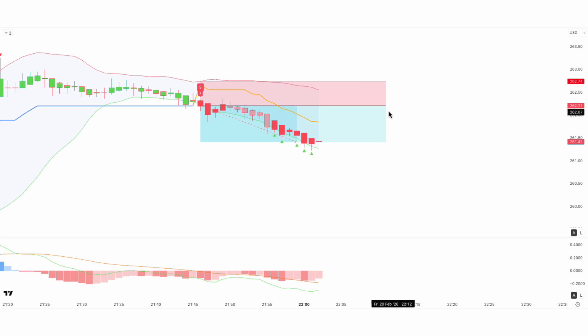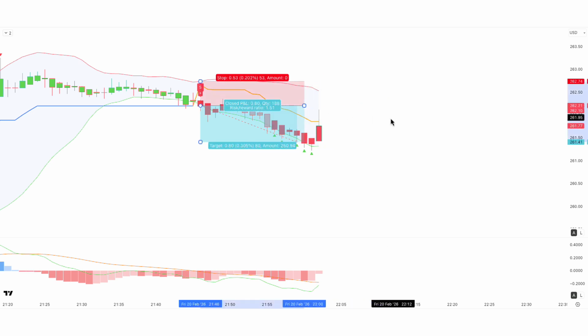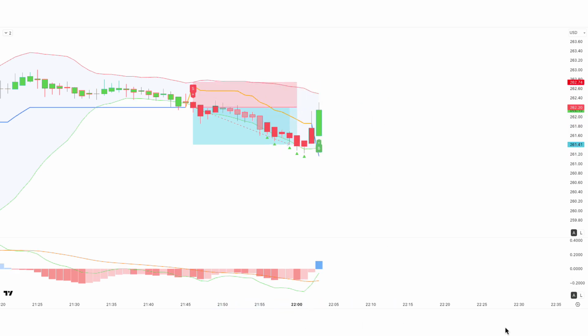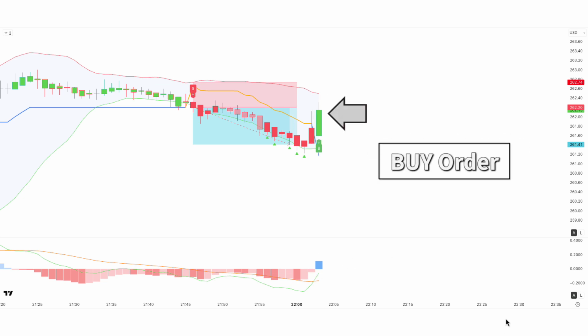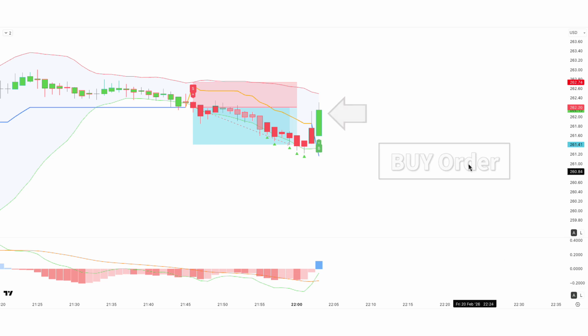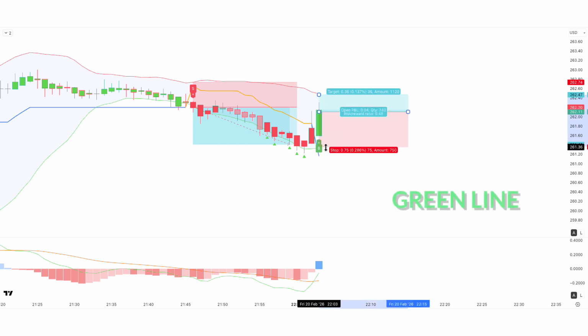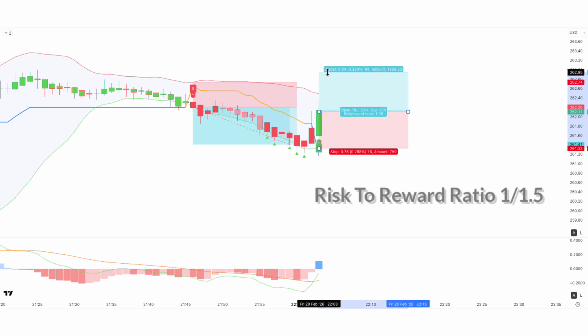The market has completely hit the target. Let us now understand the long position. When the RT signals arrow of this indicator is a buy signal, when the adaptive MACD indicator shows blue columns, and when the market forms a bullish candle, if this condition is fulfilled, then we will place a buy order. Our stop loss is to be placed at the green line, and the risk to reward ratio will be 1:1.5.